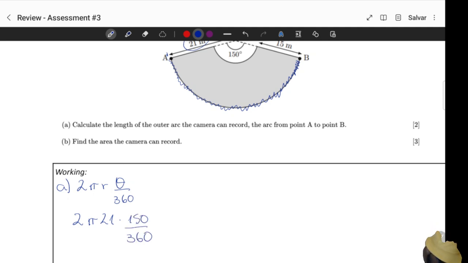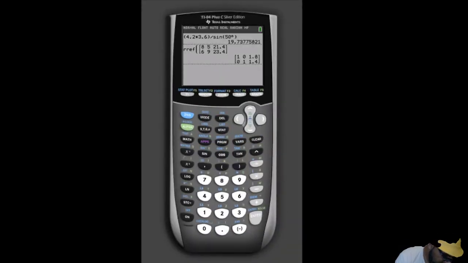Let's go to our calculator, which is 2. Remember to use pi, second function, caret. 2 pi radius, 21. Times 150 divided by 360. That's the answer. 54.97. Great. Round up to the nearest hundredth. Then let's do 54.98.